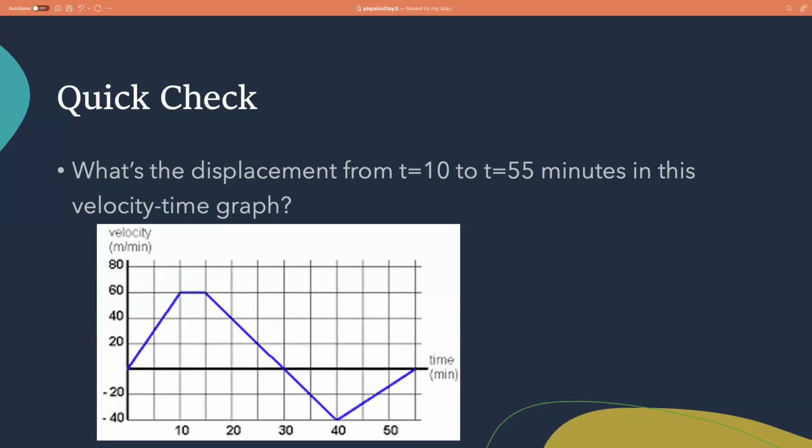Remember that when you're there, that doesn't mean you're at position 60. It means you're going at 60 meters per minute at that moment. So if you start at 10 minutes and then from 10 minutes to 15 minutes, you travel forward 300 meters since you've been traveling at 60 meters per minute for 5 minutes. So from there to there, even if the line is flat, you've traveled 300 meters.